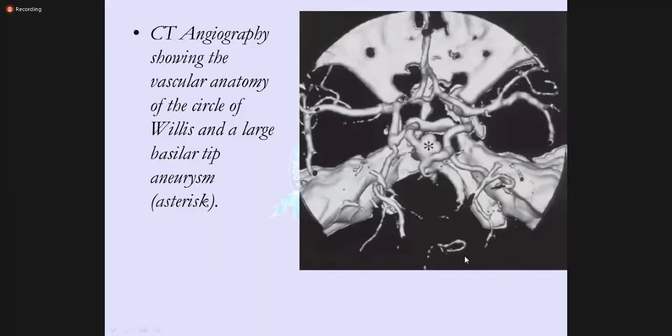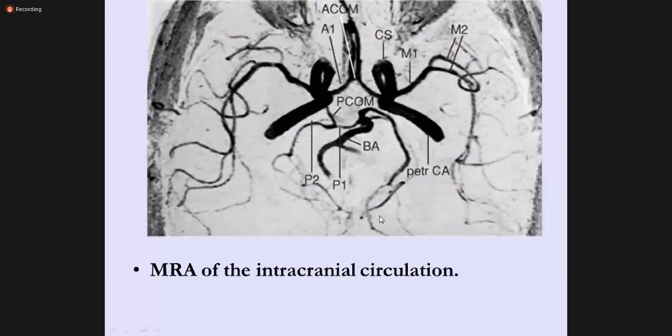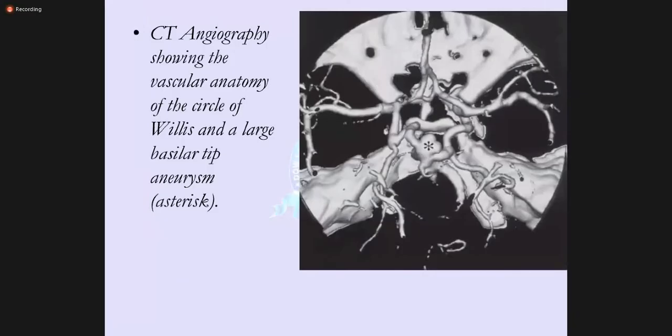This is the surface shaded display of intracerebral vascular anatomy. CT angiography is showing the vascular anatomy of the circle of Willis. Now, when you are aware of the normal anatomy, anything abnormal you can pick. Now, look, can you appreciate anything abnormal? Everything is thin and going on. Now, look at the tip of the basilar artery. There is something globular. So this is an aneurysm of the basilar tip.